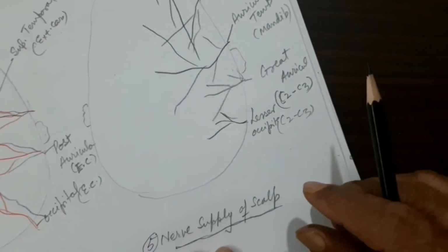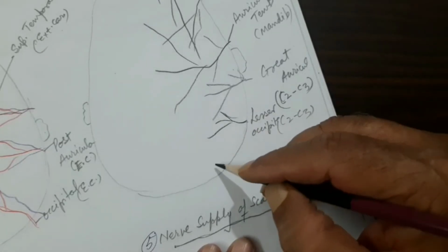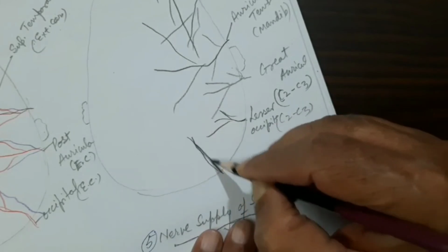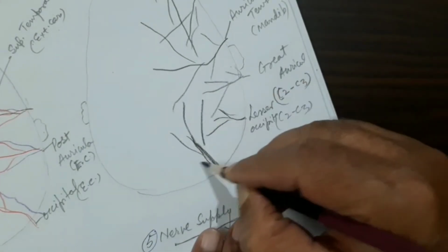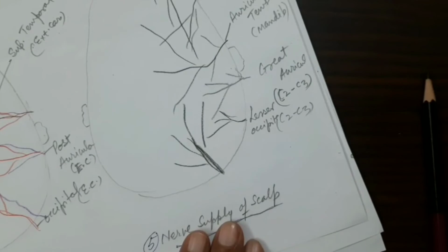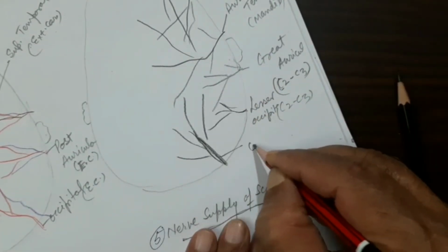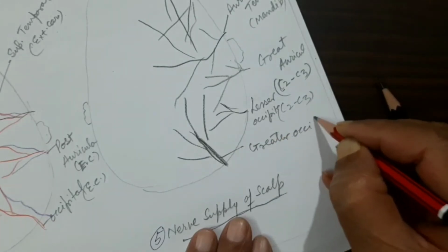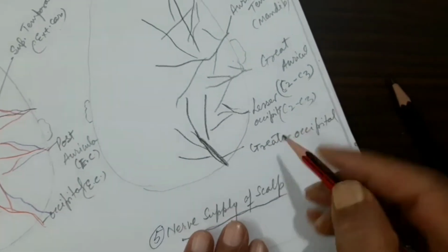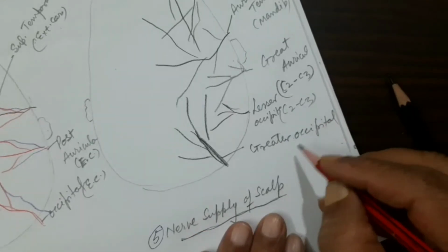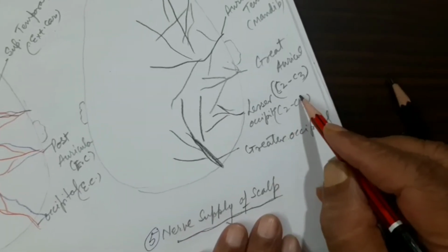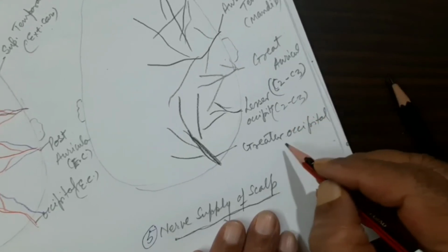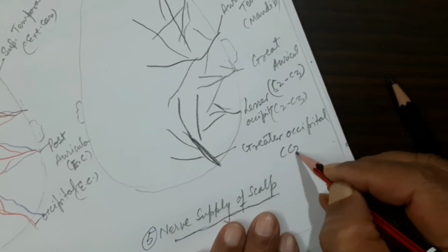And then there will be two more nerves here. One is called the greater occipital, and it is quite thick. The greater occipital nerve will supply the occipital region, the skin covering the occipital bone. But this is not from the ventral rami, not from the cervical plexus. It is coming from the dorsal rami of C2.